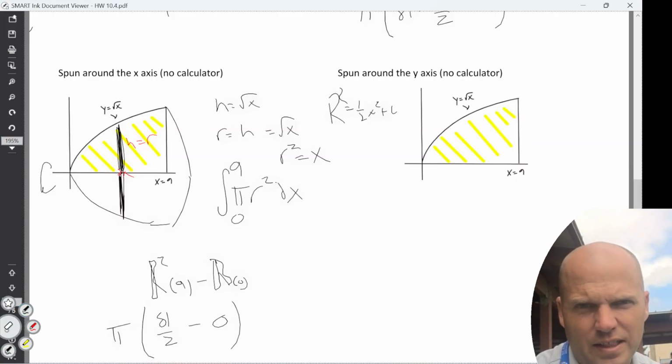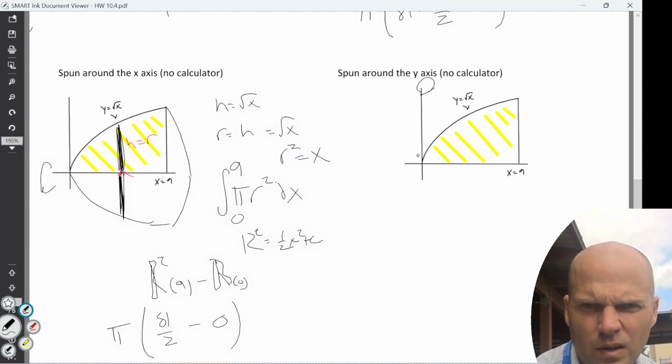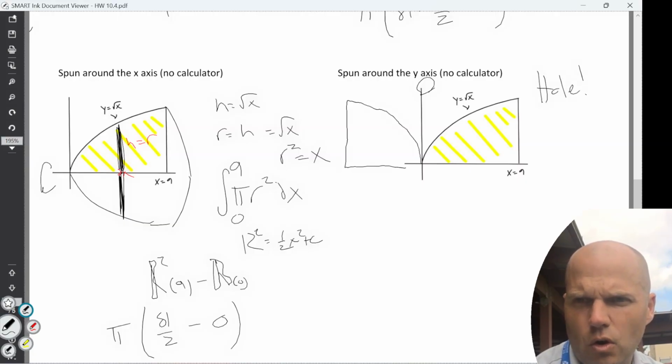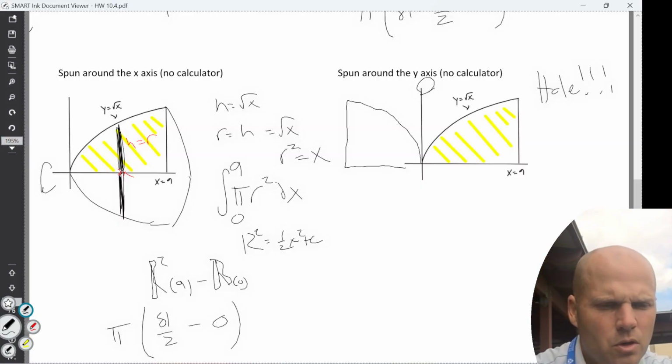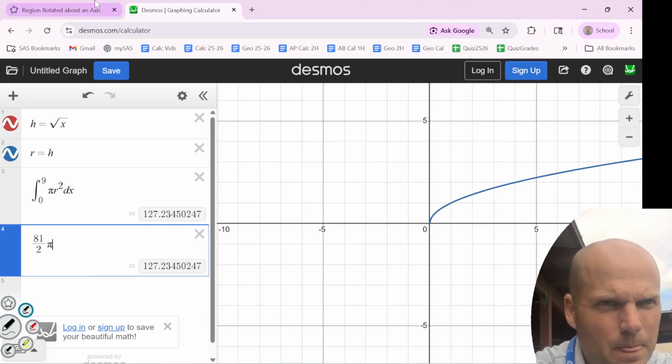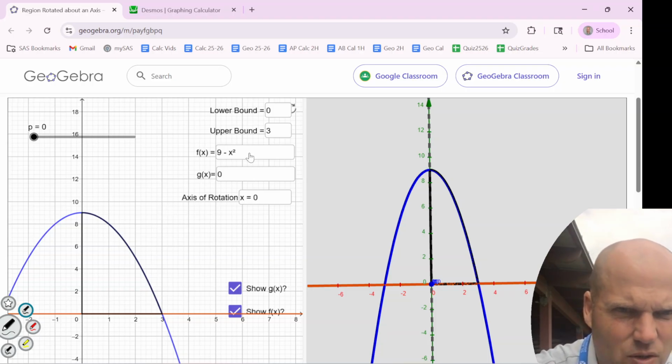Okay, but then we look at this next one. I'm spinning this around the y-axis. We have our first hole. Once you see a hole, alarm bells should go. Let's look at something that has a hole.